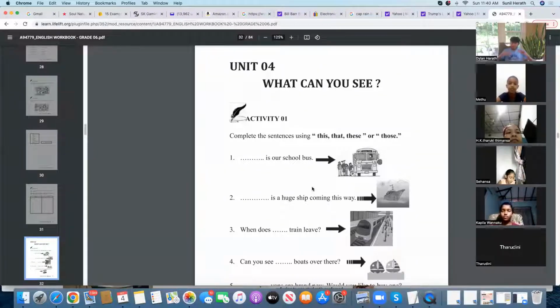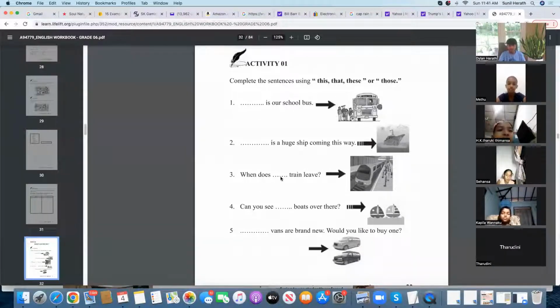So does it make sense the difference between this and that? Because this means it's right here and it's ours. It's kind of ownership, or it's right here. That is something that's farther away, or maybe it's not ours. I mean, you could have a sentence where that is ours, but it's kind of far away. It's not up close to you. So that is a huge ship coming this way.